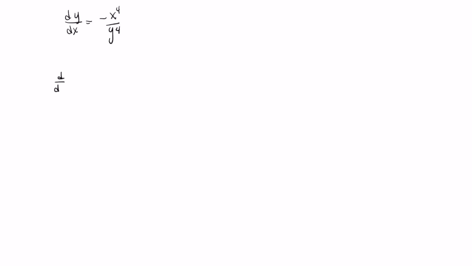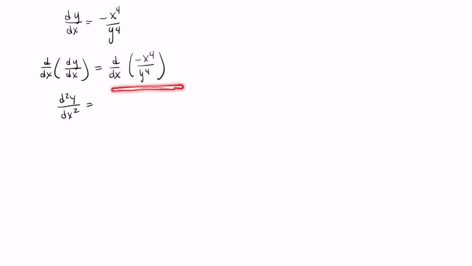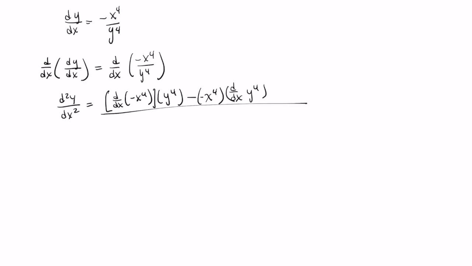Now I still want to take the derivative of both sides with respect to x. So on the left, we have d squared y over dx squared is equal to, and on the right, we need to apply the quotient rule. So that is, I need the derivative of the numerator with respect to x times the denominator minus the numerator of negative x to the fourth times the derivative with respect to x of y to the fourth of our denominator, and this whole quantity divided by y to the fourth squared.